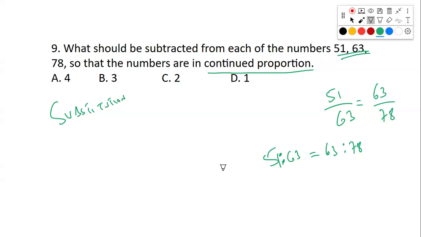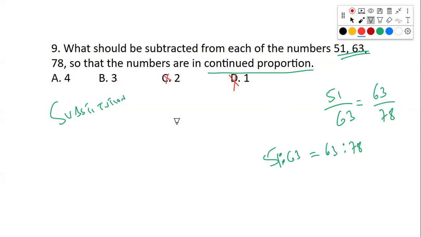So basically, mentally, having written like this, if I am thinking of subtracting 1, this will become 50 by 62. And here 62 by 77. Okay, 62 by 77, any cancellation possible? 62, 77, nothing, no? So D cannot be my answer. So here it is 49 and 61, 61 here, 76 here. Again, 61 and 76 cancellation not possible.